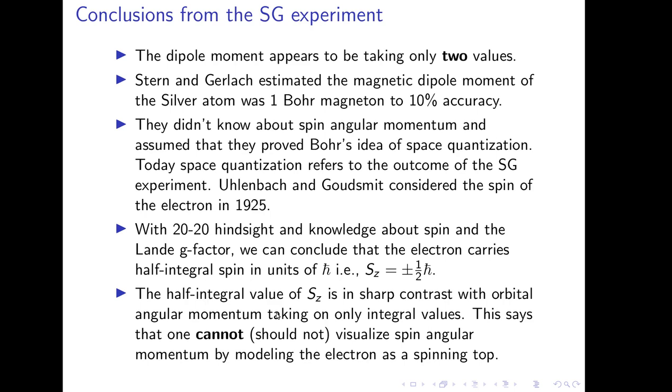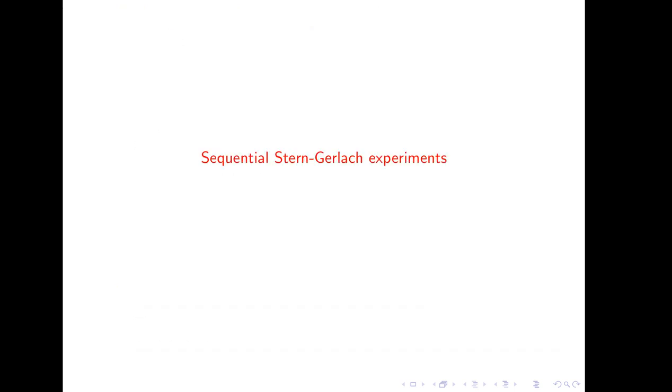Now it's very important, this half is not some random thing. The half integral value of Sz is in sharp contrast with orbital angular momentum. It takes on only integral values. And what this says is that one cannot and should not visualize spin angular momentum by modeling the electron as a very, very small spinning top. That is a completely wrong thing. Spinning tops can only have integral angular momentum, even if they are quantum tops. So this concludes our description of the Stern-Gerlach experiment.